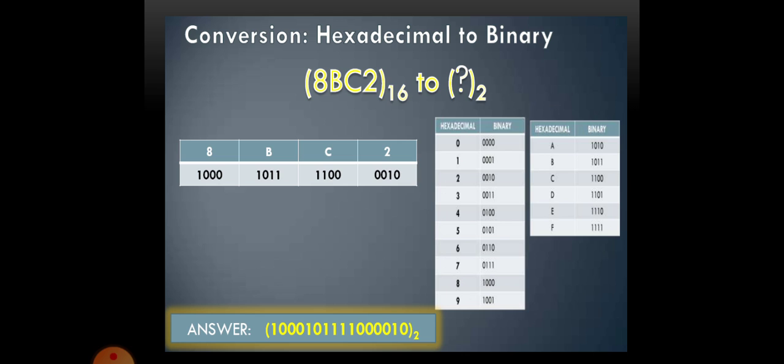Okay, 2 is represented as 0010. C is represented as 1100. B is represented as 1011. 8 has to be represented as 1000. So this has to be combined together.